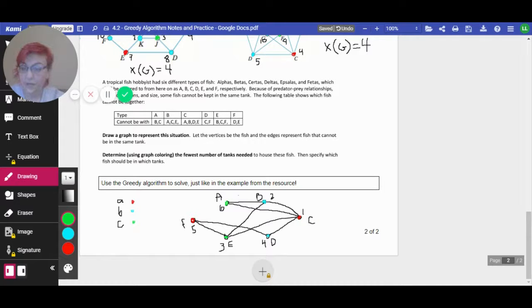All right, so I'm going to need 3 tanks, and in my first tank, the red tank, I can put C and F. In my next tank, my B tank, I can put B and D. And finally, in my third tank, my green tank, I can put A and E.